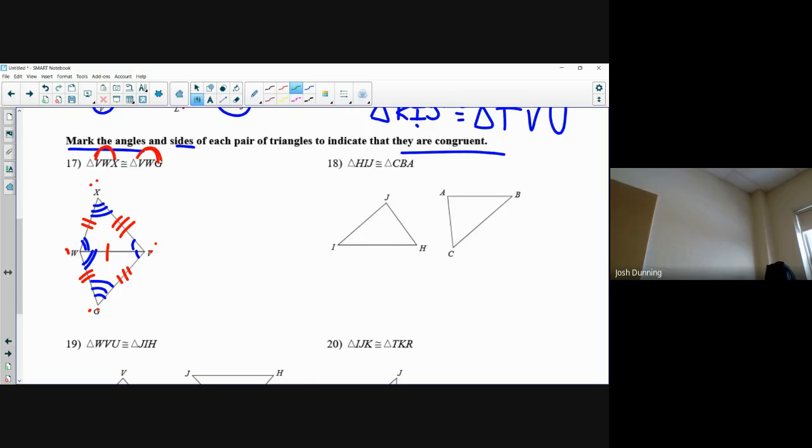So 18, HIG, here's H, matches up with C. So I'll put 1 for each of those. Those are equal to each other. We don't know if they're equal to any of the others. The second letter in each side, I and B, so those are equal to each other. I gotta use 2 because I don't know if they're equal to any of the other ones. And then the last letter in each, J and A, so those match.